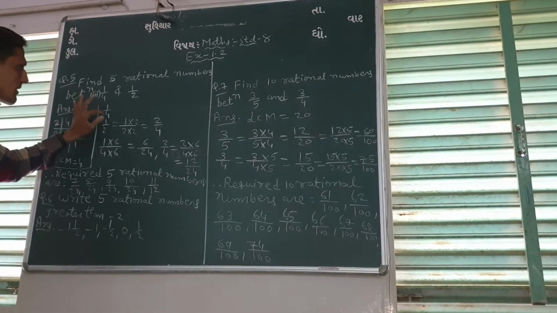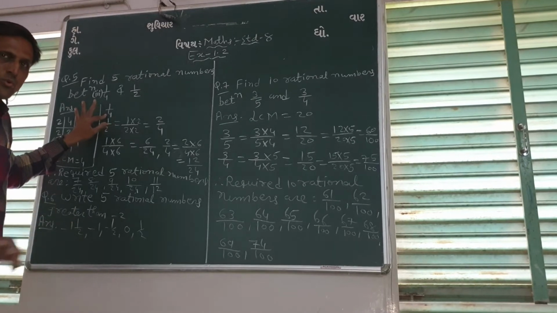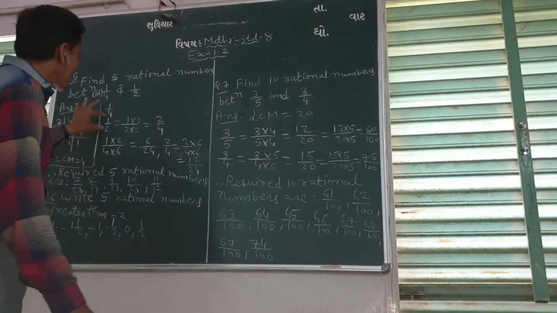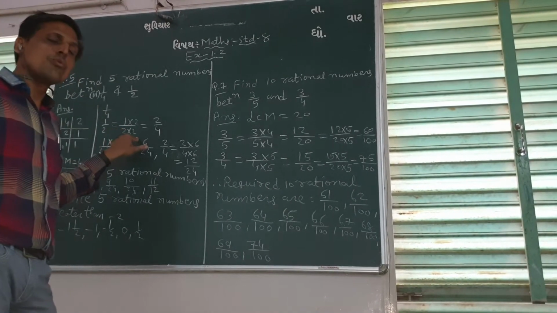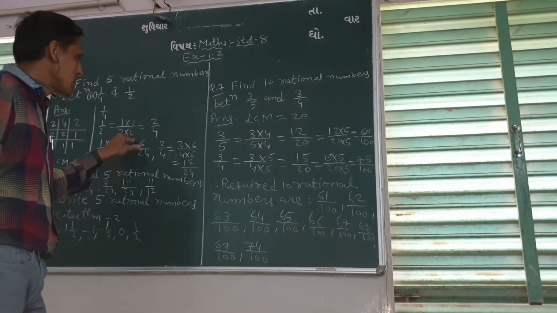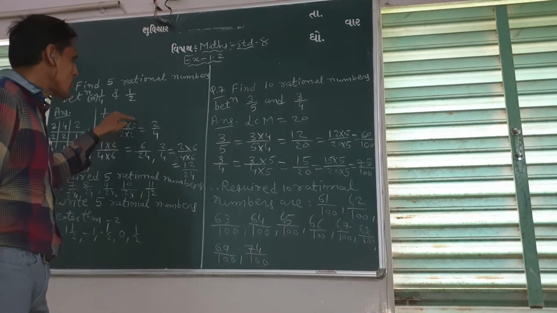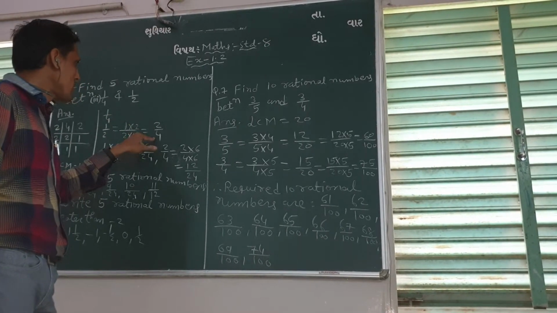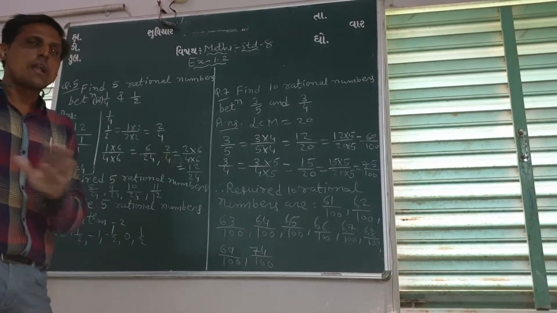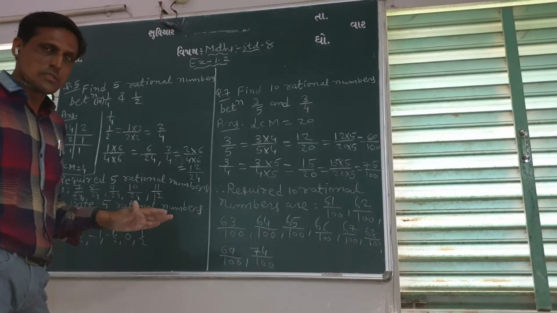Now 1 by 4. In the denominator there is 4, so we don't have to do anything to it. Then 1 by 2, we have to bring 4 in the denominator. So we will multiply it by 2. So 2 twos are 4, here also 2. So 1 to 2 by 4. Between 1 by 4 and 2 by 4, there are no 5 rational numbers.